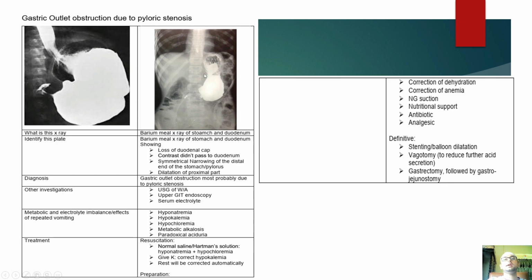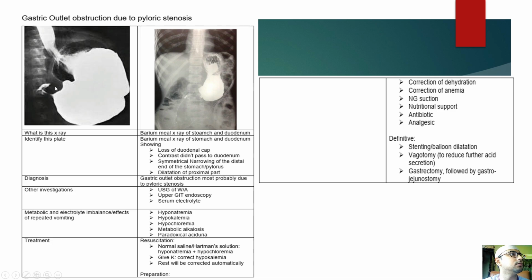Here you can see another one, a contrast X-ray. Something has been swallowed, and after that we can see the stomach. The left side of the abdomen shows the only viscera, which is the stomach. So what is this? This is a barium meal X-ray of the stomach and duodenum. Identify this plate. So, identification: barium meal X-ray of the stomach and duodenum showing loss of duodenal cap.